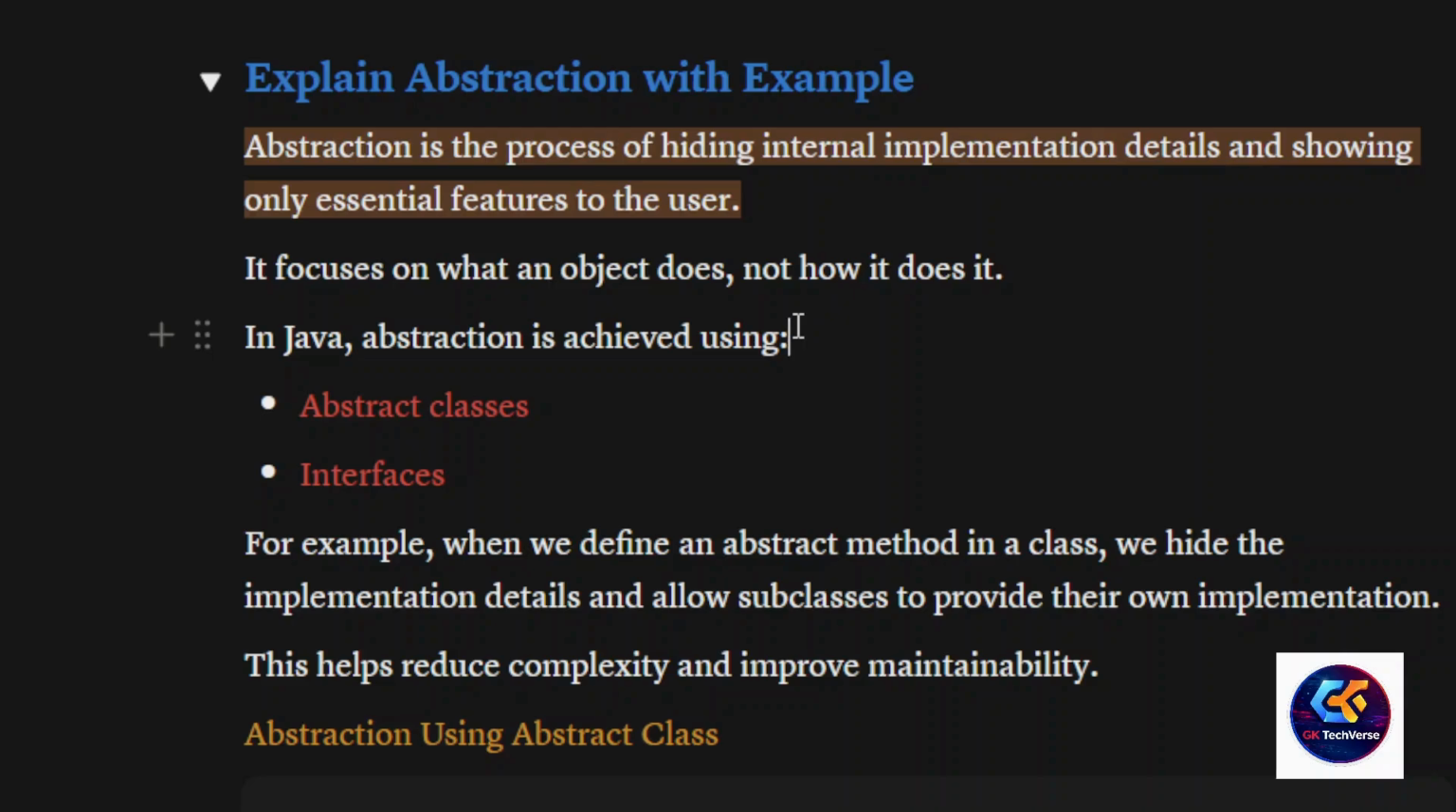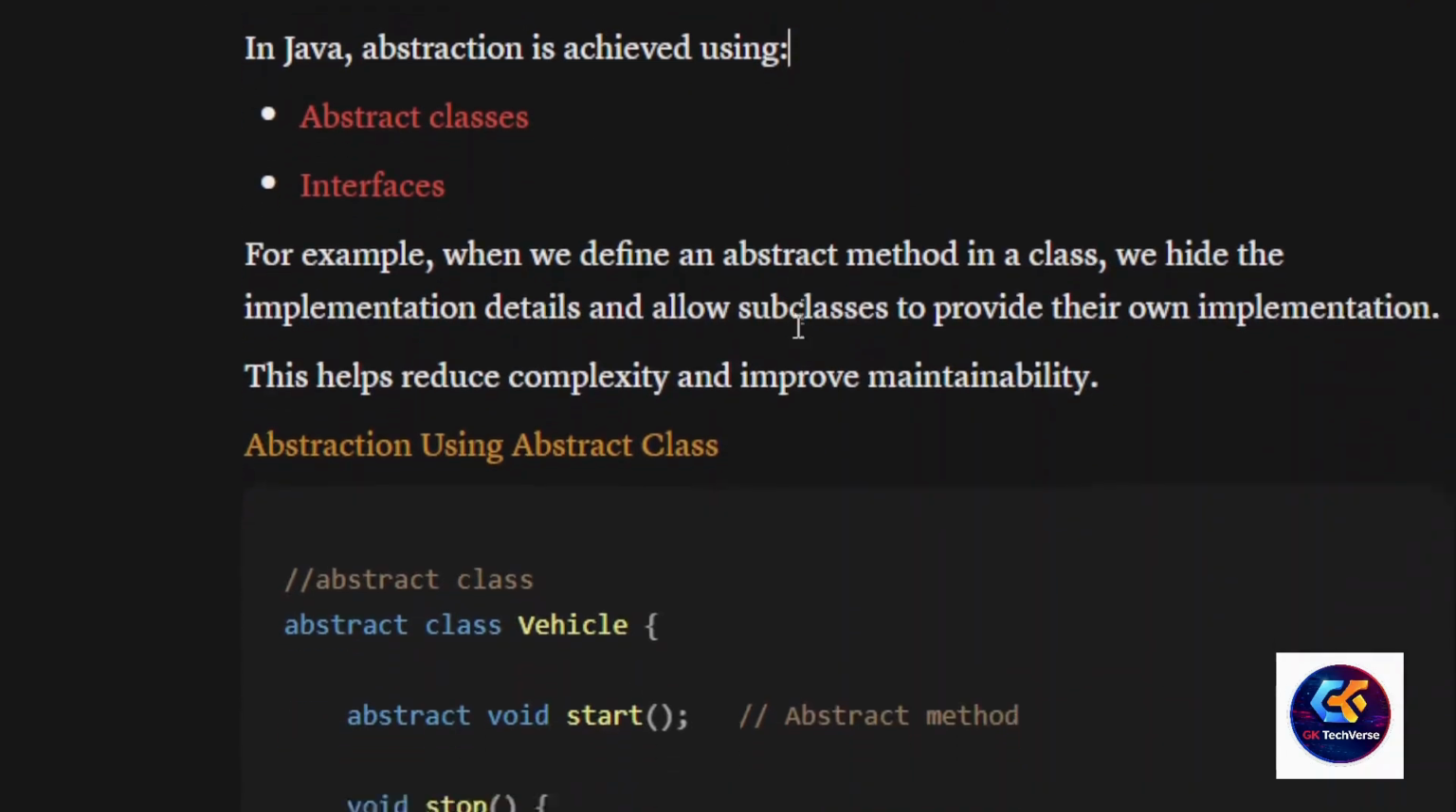In simple terms, the client will see only the function, the method. The implementation will be behind the scenes. In Java, abstraction is achieved using abstract classes and interfaces. For example, when we define an abstract method in a class, we hide the implementation details and allow subclasses to provide their own implementation. This helps reduce complexity and improve maintainability. We'll see with the example here.